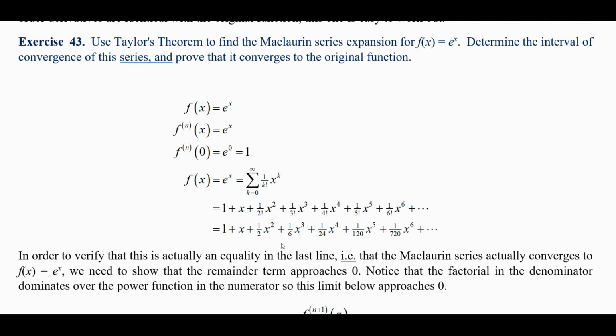So very simple series in one sense, follows very directly from Taylor's theorem. So there's the Maclaurin series for e to the x. In order to verify this is actually an equality, that the Maclaurin series actually converges to f of x, e to the x, we need to show that the remainder term approaches 0.